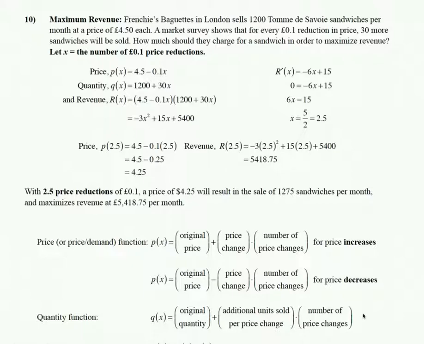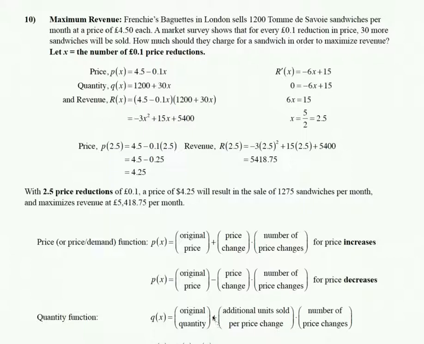Now for quantity, we also rely on one of these equations. We first have the original quantity here, that's the 1,200 sandwiches that they are currently selling at this price. And we add the additional units sold per price change. That's 30 more for every reduction of 1/10 of a pound in price.